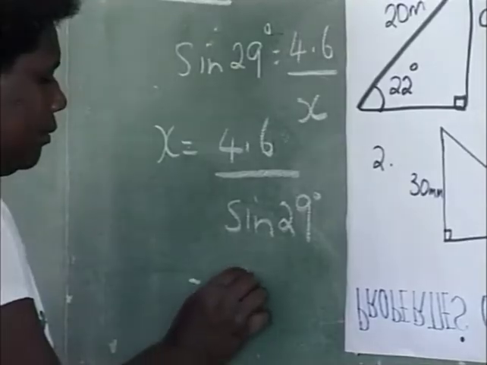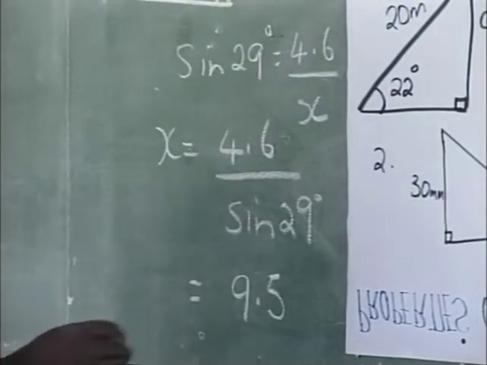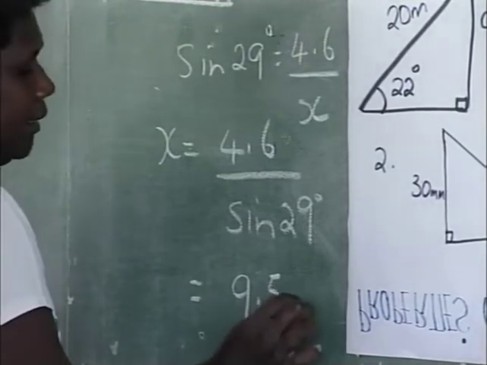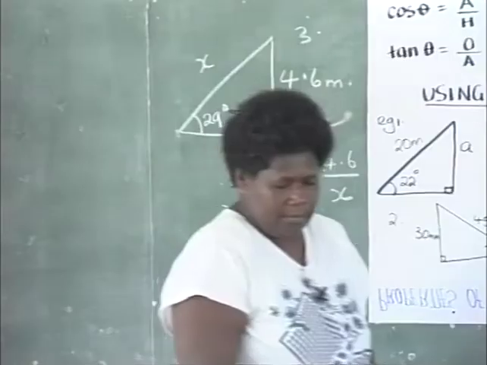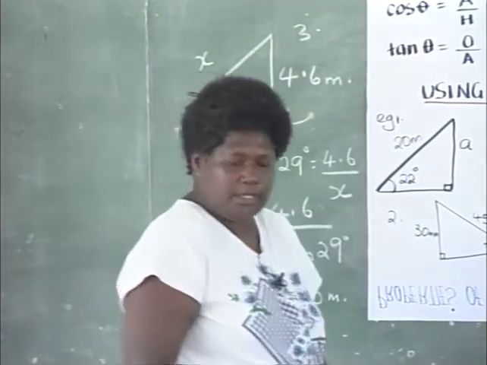$9.5. Okay, 9.5 to 1 decimal place. So you all know what to do? Does anyone want me to try?